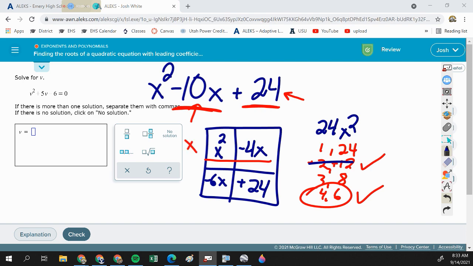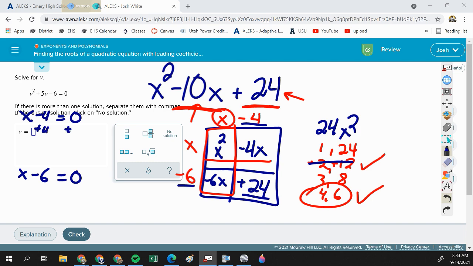X. And now if I take out an x from each of those, then I'm left with x minus 4. And if I take out an x from each of these, then I get x minus 6. And then I always double check, is this times this equal to that? Yes. So my factors are x minus 4 equals 0 and x minus 6 equals 0. Okay. Add 4, add 6, x is 4 and 6.